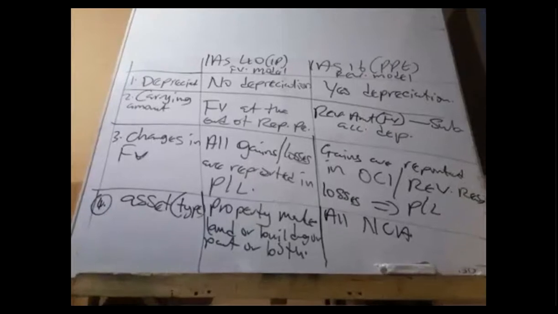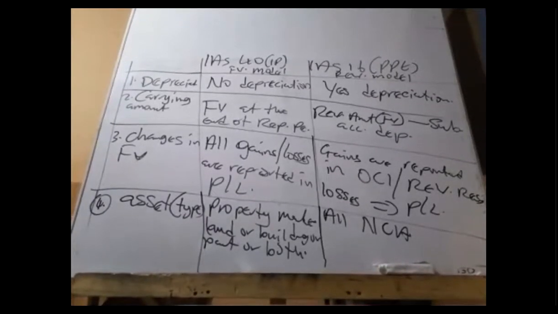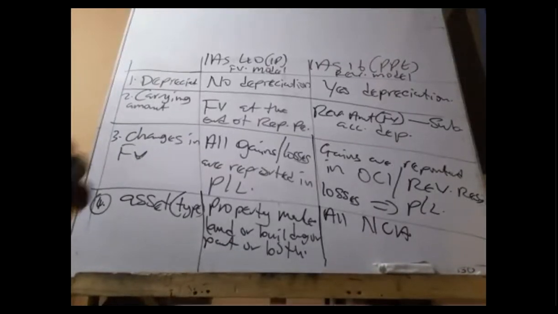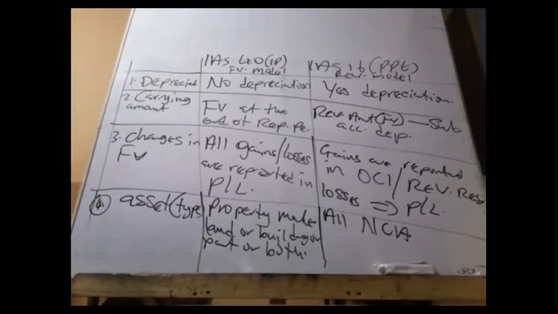And then the derecognition of IAS 16 is the same as the derecognition of investment property. So take note of that. Derecognition means at what point do you stop recording this property as investment property? You stop when there's a disposal or there's been a transfer. Good.